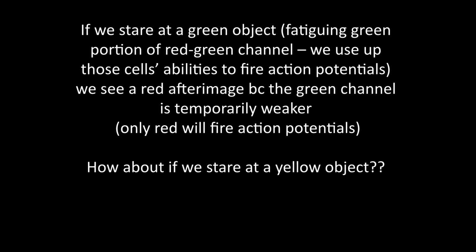So in the green channel, those neurons are firing, firing, firing. When we take away that green image and just put, let's say, a white slide up in front of us, the red channel is going to start firing because we've exhausted the green channel and now the opposing channel is going to fire. What about if we stare at a yellow object? What color would we see when we remove the yellow object? We would see blue because blue is the opposing channel to yellow.